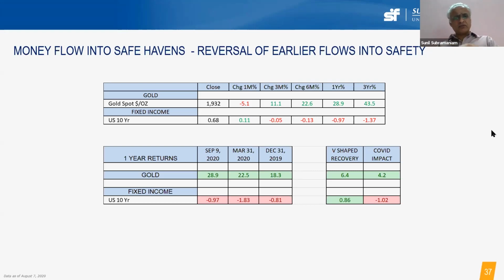Gold continued to retain some charm because of the uncertainty around the US elections and all of that. So there is still a little bit of recovery in the 1 year, but as you saw in the 1 month, it's shown a 5% drop in prices.